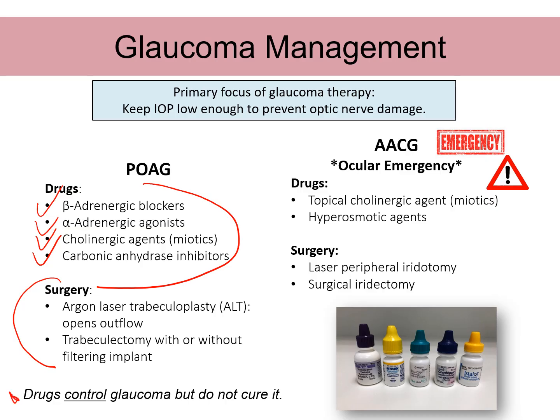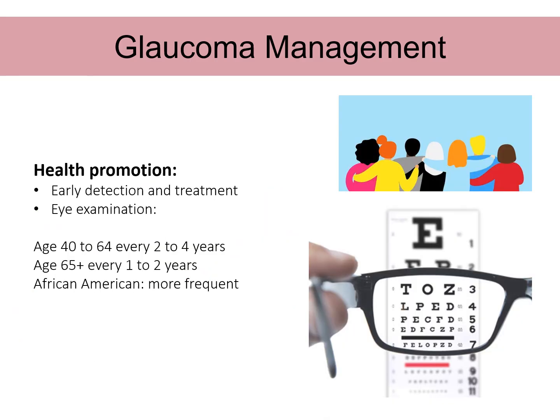So here, a teaching point for your patients: these medications help to control glaucoma, but they don't cure it. So this is going to be lifelong. For acute angle closure glaucoma or AACG, again a medical emergency, these are the medications of choice. And also there is an option for surgery. Again, this is going to be a lifelong chronic problem to manage on an outpatient basis.